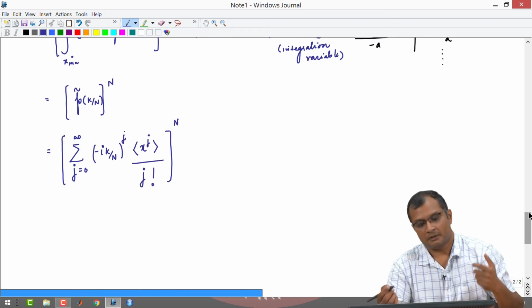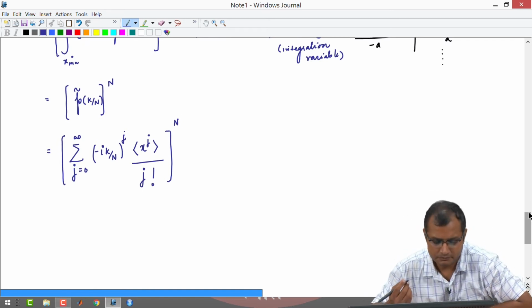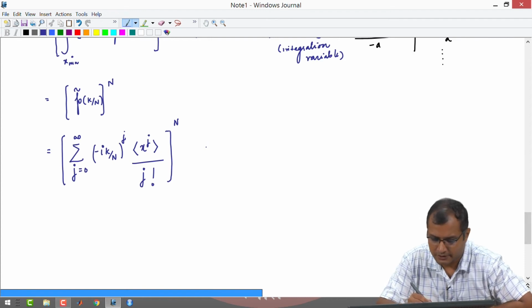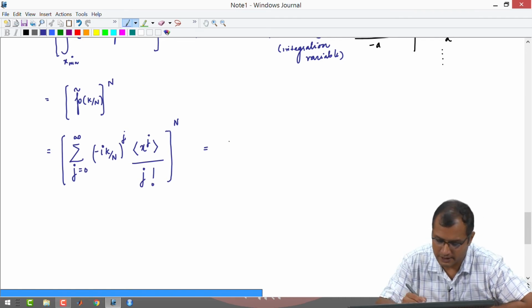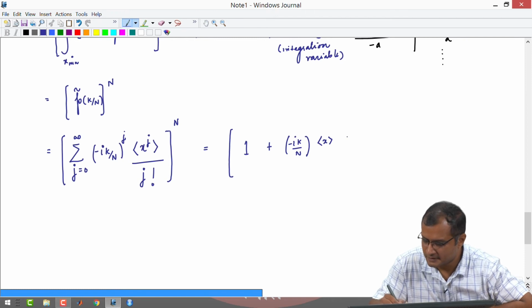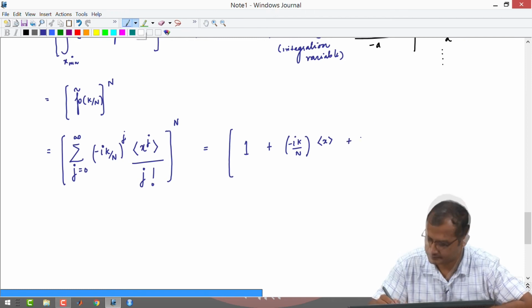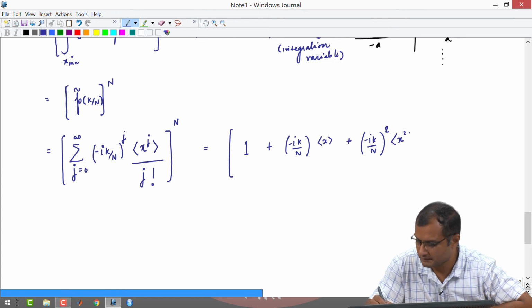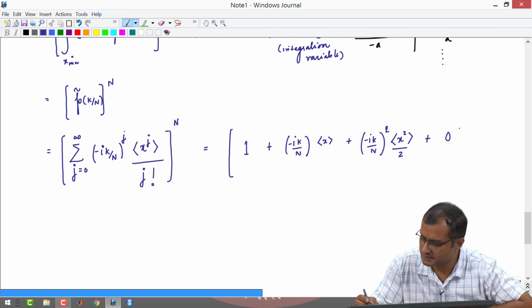Okay. Now, you can write down this summation for a few values. Let us say we write for j equal to 0, 1 and 2. For j equal to 0, you simply have 1. For j equal to 1, you have minus of ik by n mod x, and for j equal to 2, you will have minus k square by n square into second moment by 2, plus the third term that you have is basically of the order 1 by n cube. The entire thing is raised to the power n.